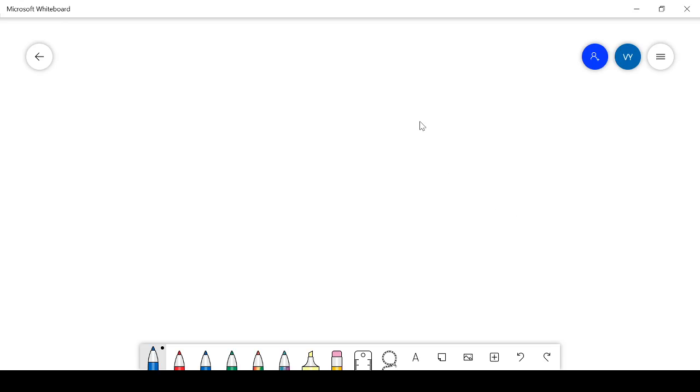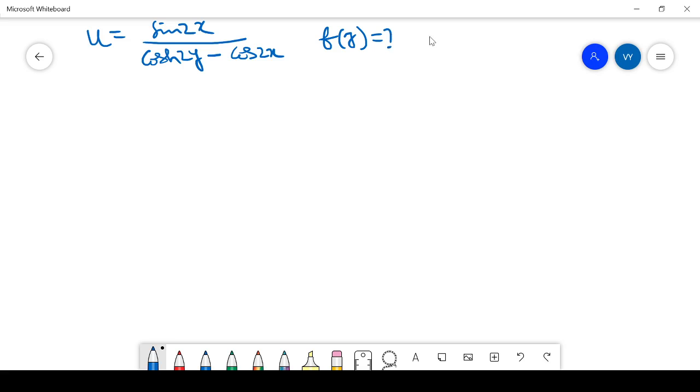Now we will solve the third problem. Given u is equal to sin 2x divided by cosh 2y minus cos 2x, I have to find f of z using Milne's method.